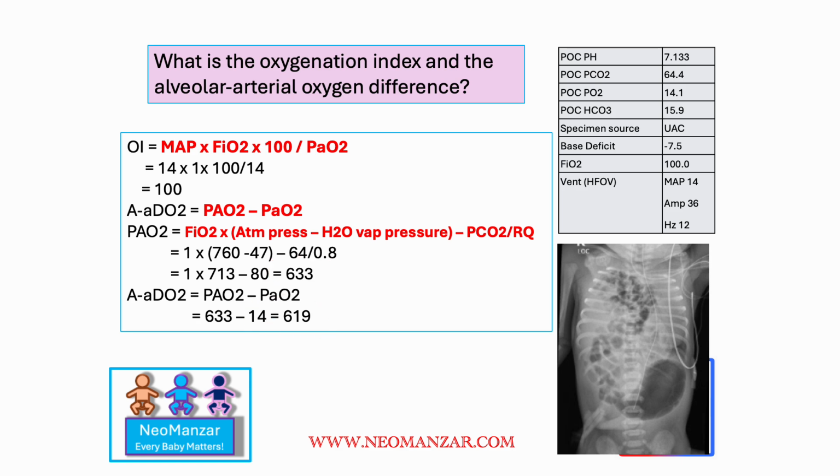A value greater than 600 suggests that there's a lot of shunting going on. So combining both an OI of 100 and an AADO2 of 619 suggests that this patient with diaphragmatic hernia should be transferred to a center which can do ECMO or which has the facility of ECMO.